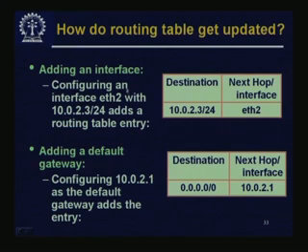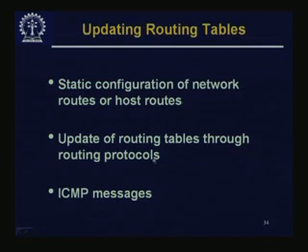Adding an interface. So, how do routing tables get updated? One is that you might add an interface. You have to configure it, so it adds a routing table entry. This is a manual configuration. We can add a default gateway, that means for the default route, we can add a gateway. This is once again a manual update. Then there is static configuration of network routes or host routes. If I want to force some particular route, I might put in a static configuration there.